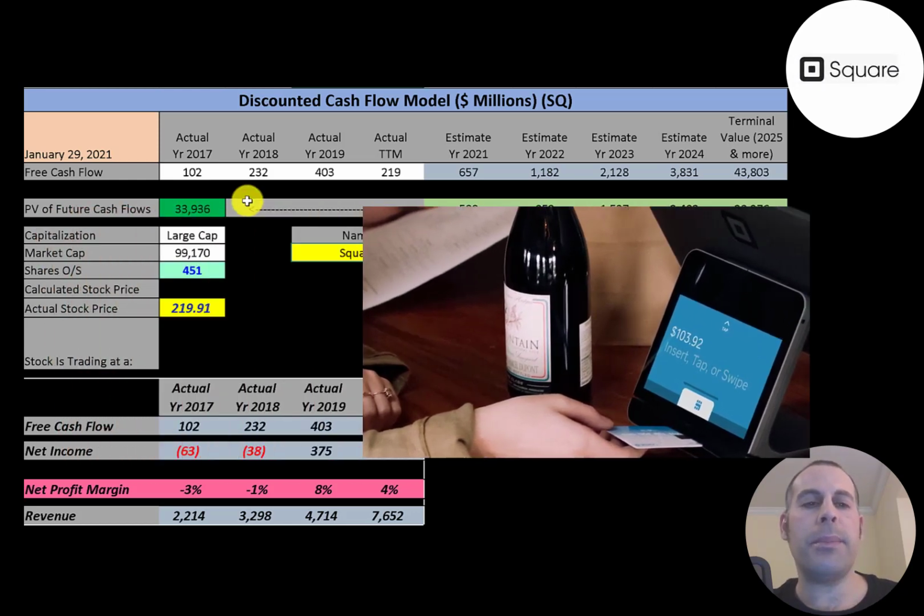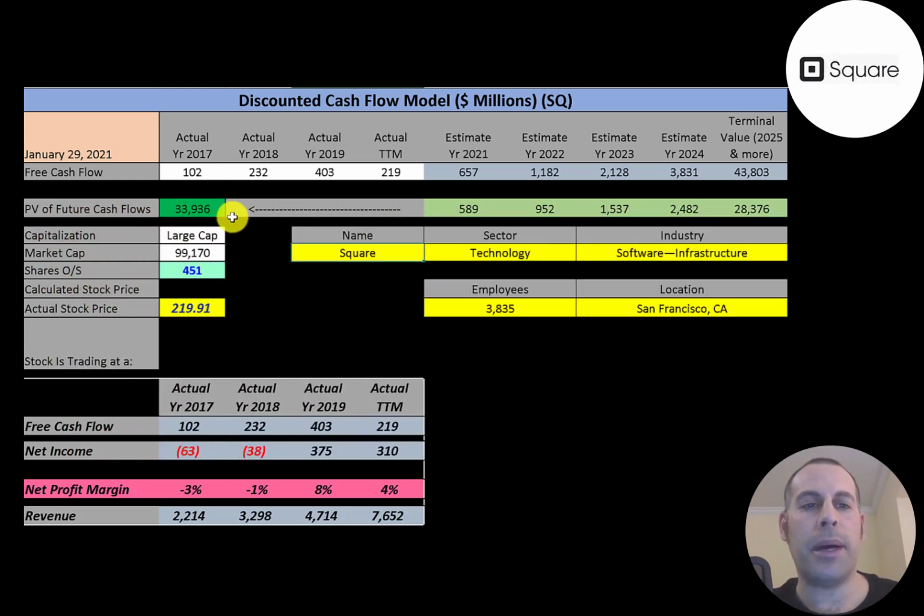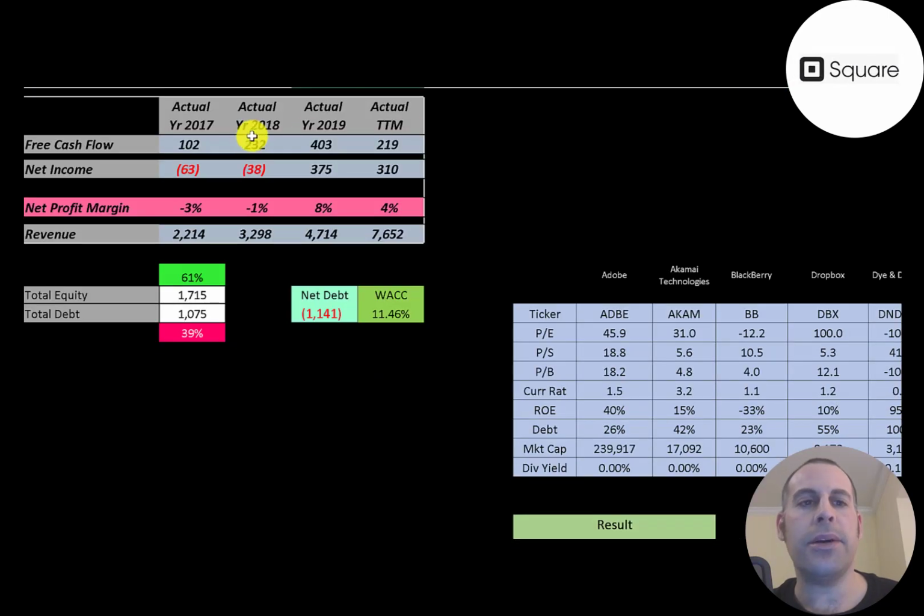Let's get started with the model. This is a large cap company, 99 billion market cap, they're trading at 220 a share and they have 451 million shares outstanding. Let's look at the financials.